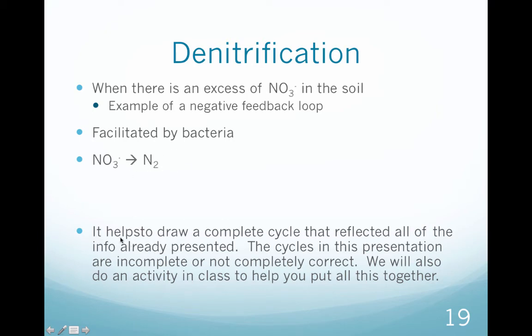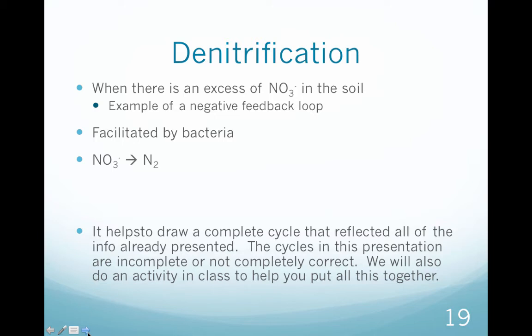Forgive the spacing in this word here. It helps to draw a complete cycle that reflected all of the info already presented. The cycles in this presentation are incomplete or not completely correct. That would be the nitrogen cycles that are in here. We'll do an activity in class to help you put all this together, but really start now.